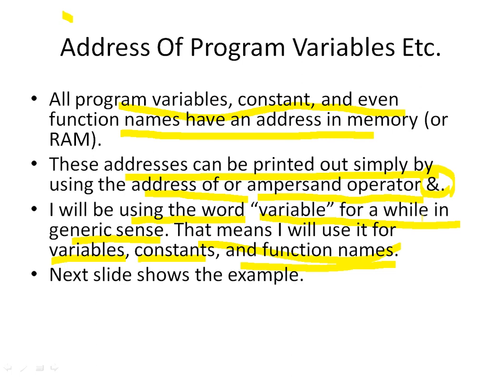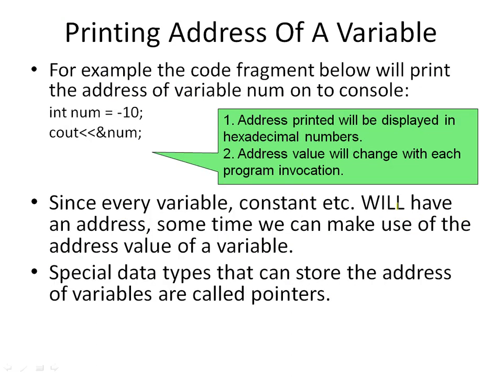Let's look at the example for a variable and its address. The code fragment below will print the address of variable num onto the console. So I'm declaring int num holding value of -10. If I do this, it'll print the address where this variable called num has been stored in the RAM, and it'll be displayed in hexadecimal numbers.